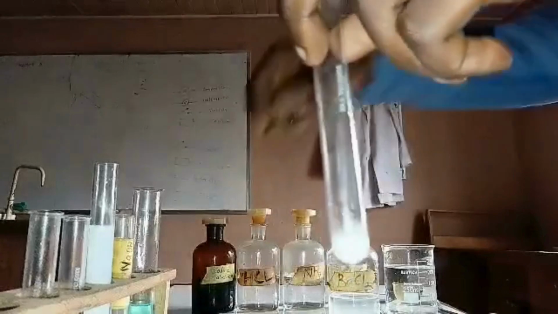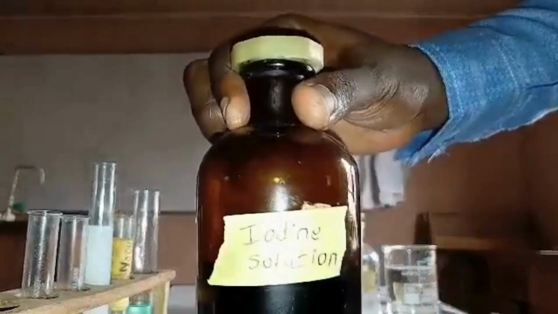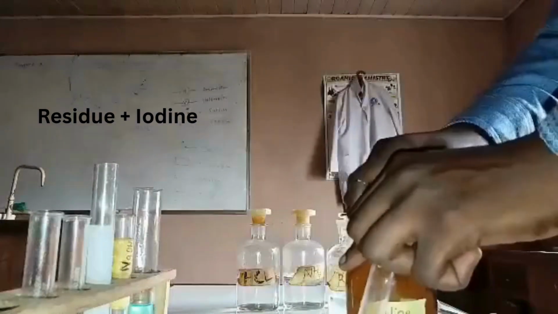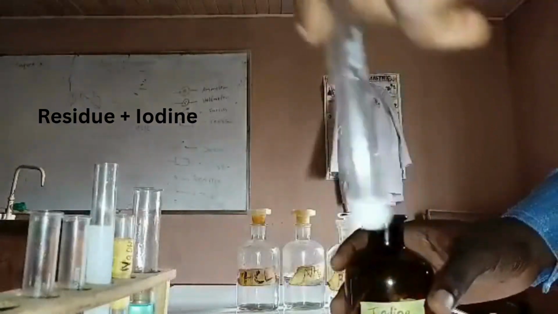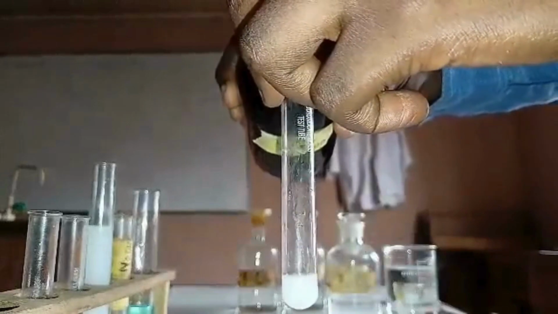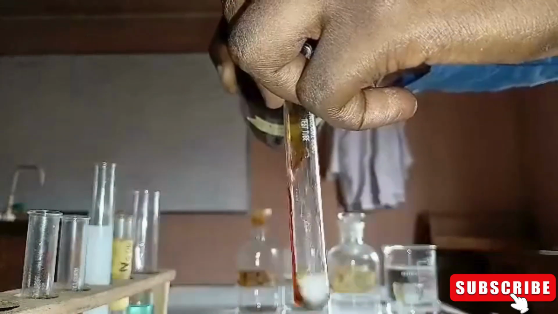So the last test is the starch with water added to it. We're using iodine to confirm that our residue is starch. And then we add a few drops of iodine to get a blue-black coloration, as you can see, indicating a strong presence of starch.